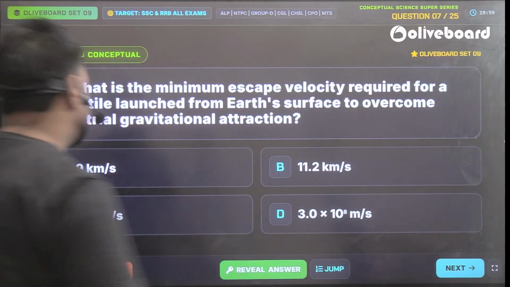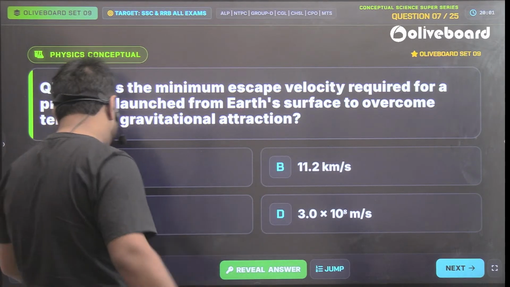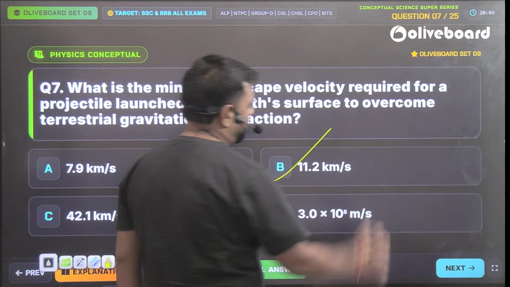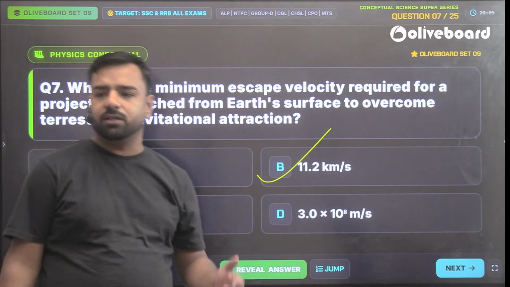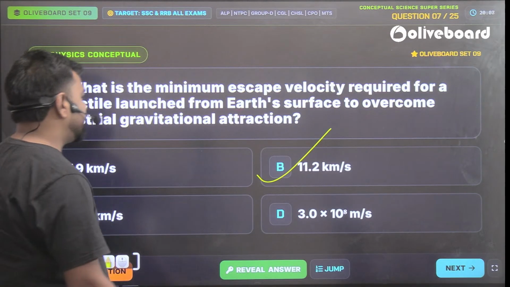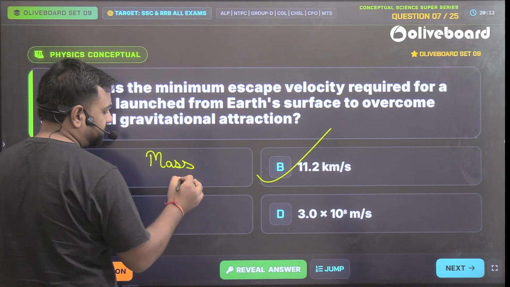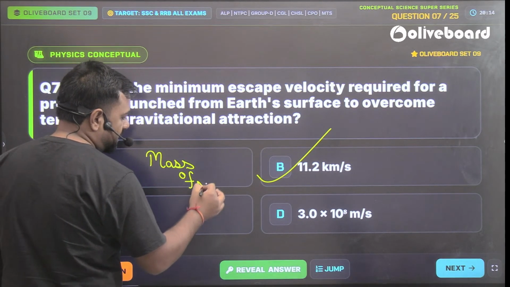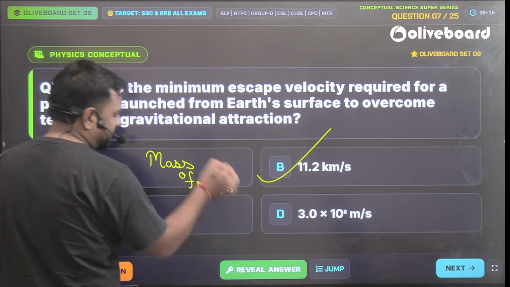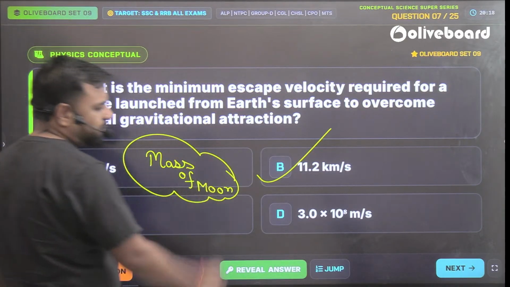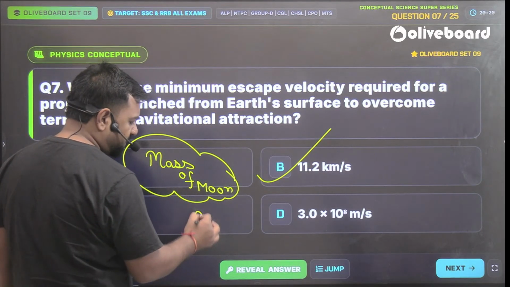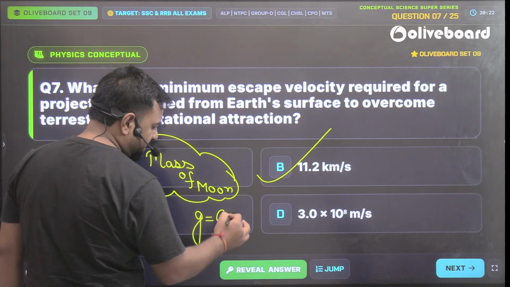Okay, guys, you all are correct. The answer is 11.2 kilometers per second. That's correct for the case of Earth. What about the Moon? So guys, as we know, the mass of the Moon is lesser, right? Since the mass of the Moon is lesser, here G's value is also lesser. Do you know how we calculate the value of G? So it's calculated by this particular formula.